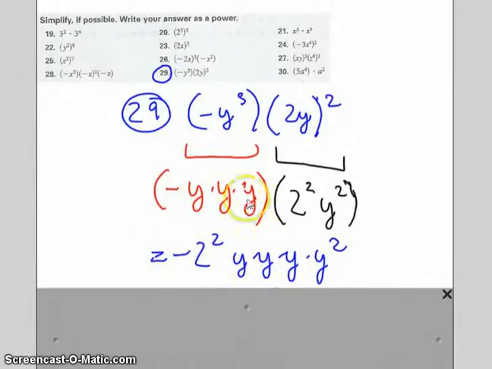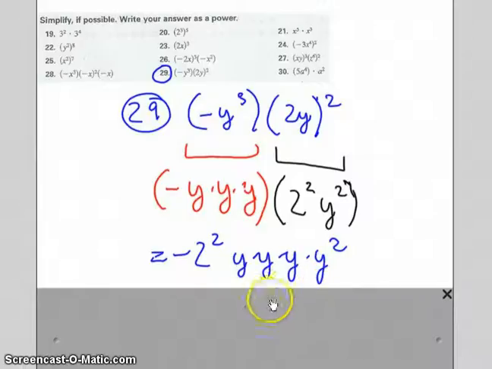And what I've done here in moving from this row to this row is I've put things that are like each other next to each other. So the negative and the 2 squared go together, and all the y's go together. I had 1, 2, 3, and another one. That last one was raised to the second power. So actually what I have is 1, 2, 3, 4, 5.